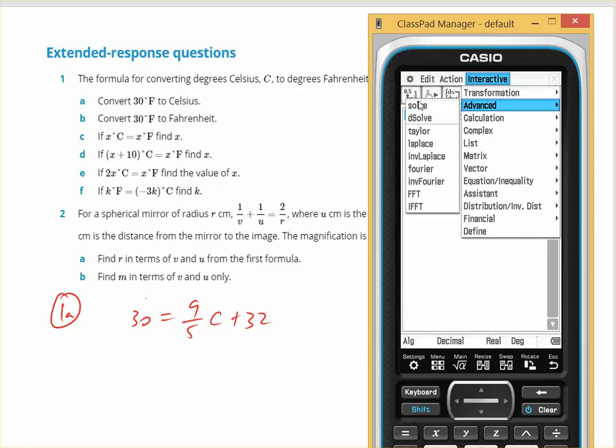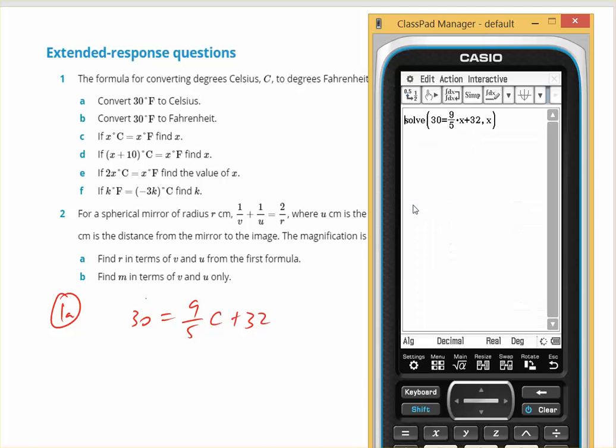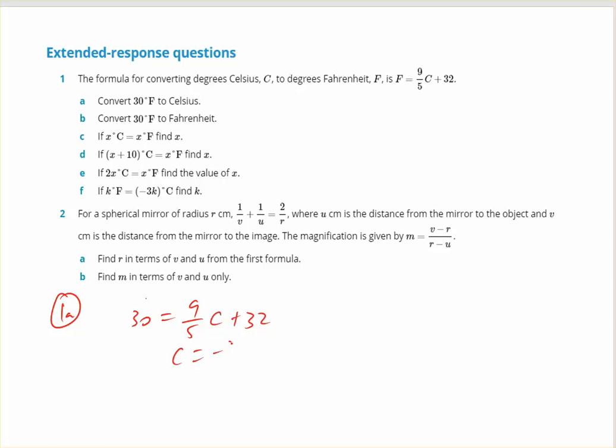Go interactive, advanced solve, and I want to make sure I'm in standard mode, so it's negative 10 on 9. So C is negative 10 on 9, and C happens to be degrees Celsius. So 30 degrees Fahrenheit is the same as negative 10 on 9 degrees Celsius.